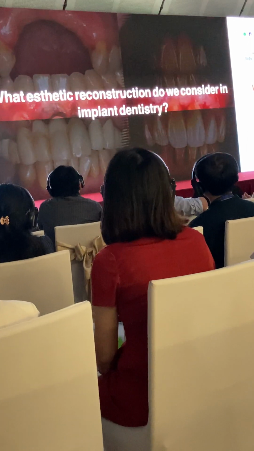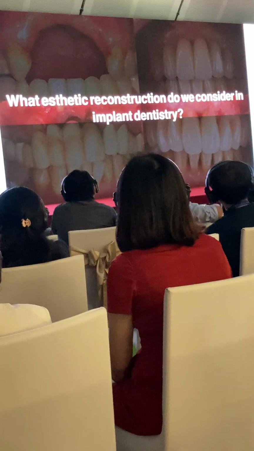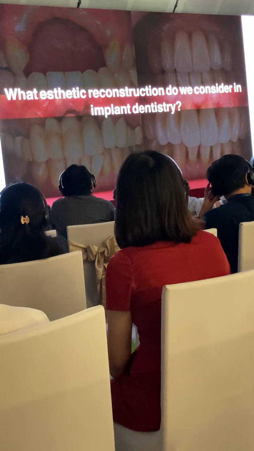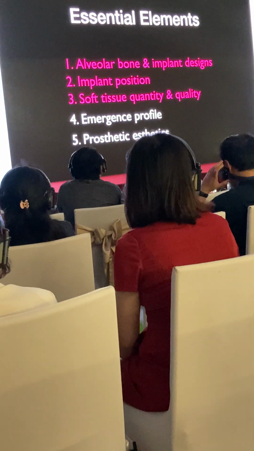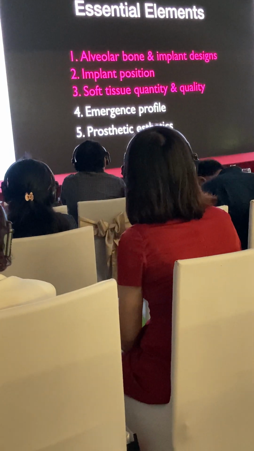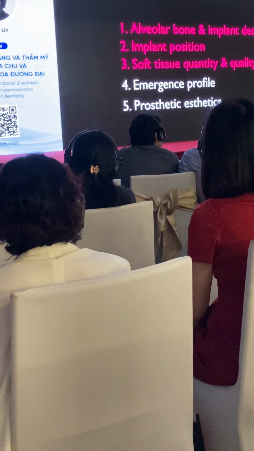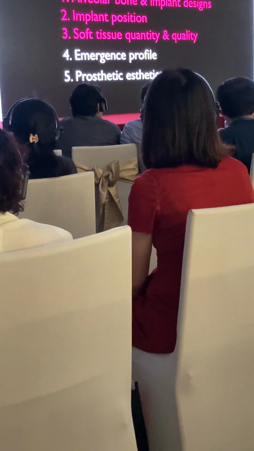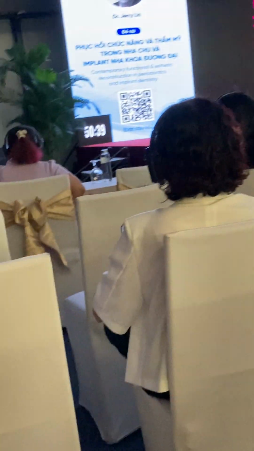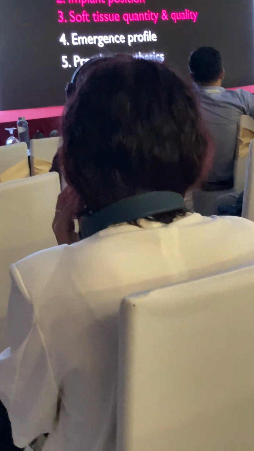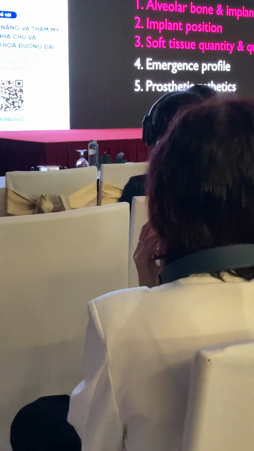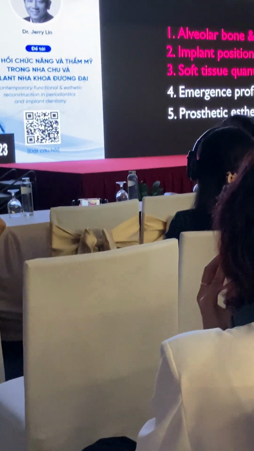So, let's look at what esthetic reconstruction we consider nowadays. I'll just point out the essential elements. What should we consider? We should consider first bone, implant design. Why is implant design related to the bone? Because we need certain implant designs to help out the bone stability. So they all go together. I like to point out they affect each other. Alright? And implant position is very important. Soft tissue quantity and quality is very important too. And emergence profile and esthetics.